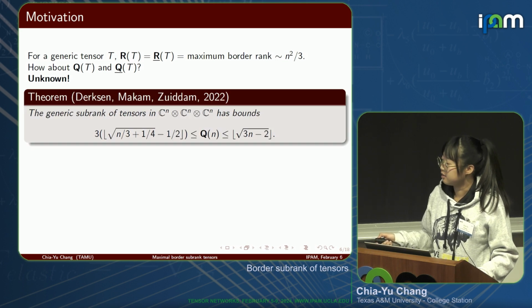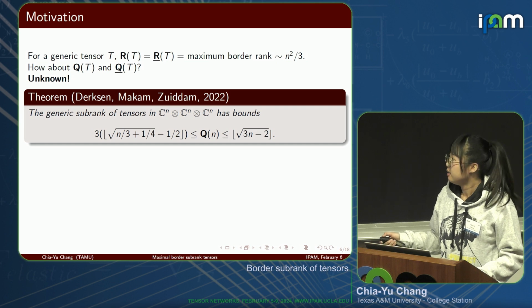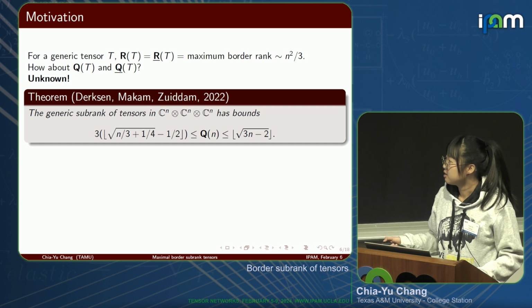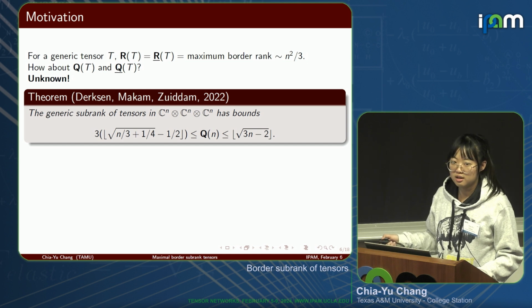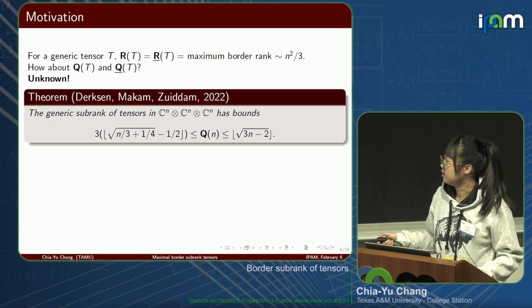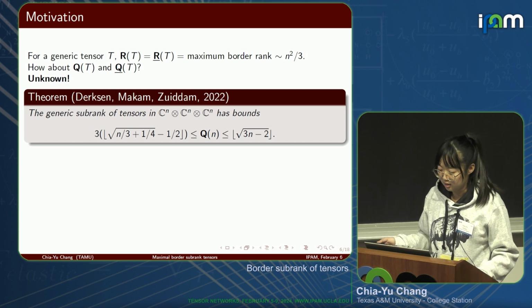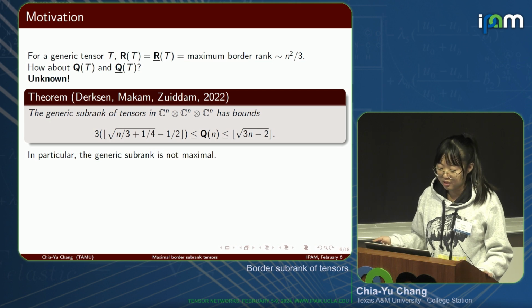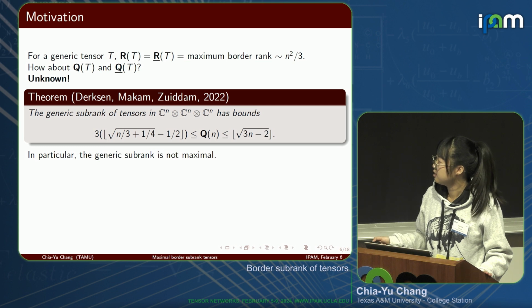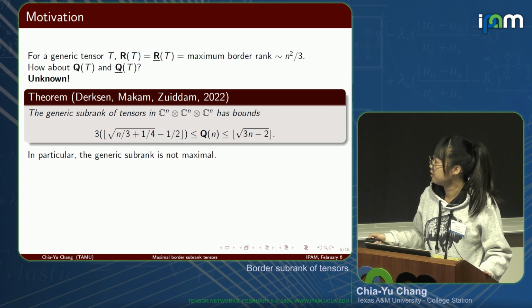But there is a theorem by Derksen, Makam, and Zuiddam that the generic subrank of tensors in C^n tensor C^n tensor C^n has non-trivial upper and lower bounds. In particular, this means that the generic subrank of a generic tensor is not maximal, and is bounded above by a number around the square root of n.